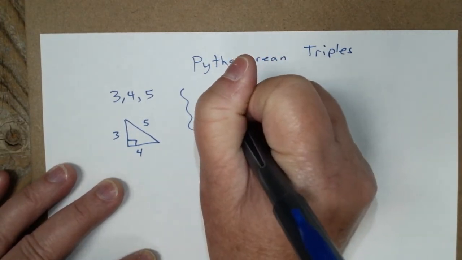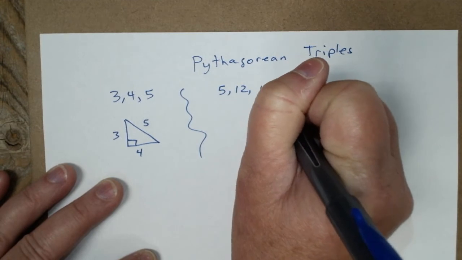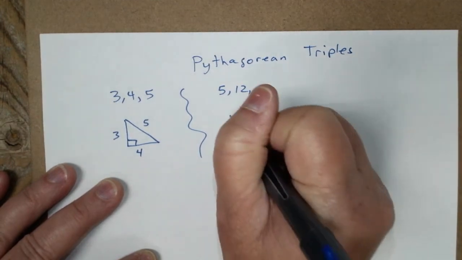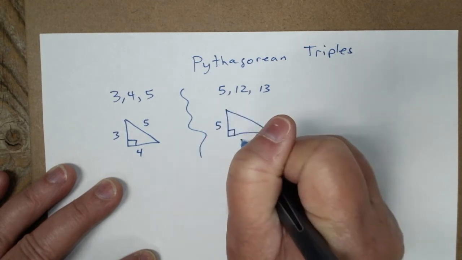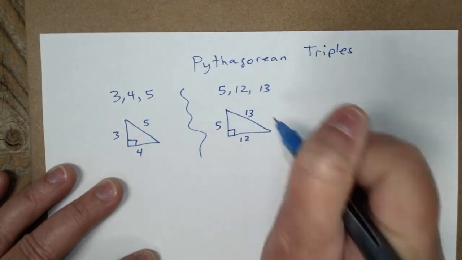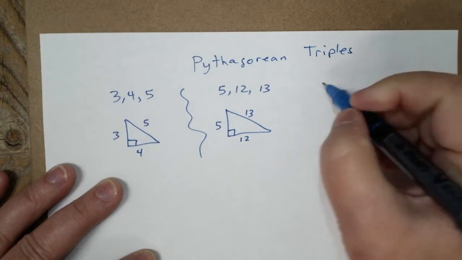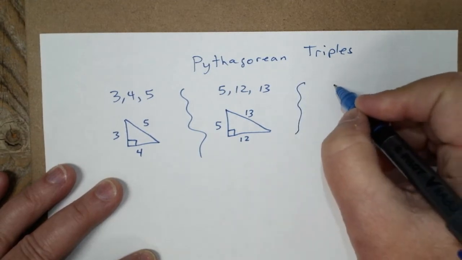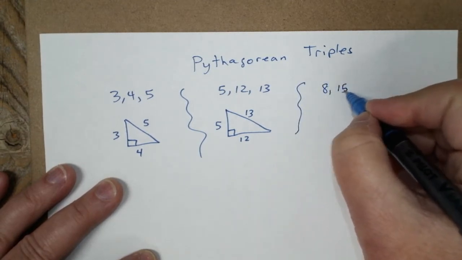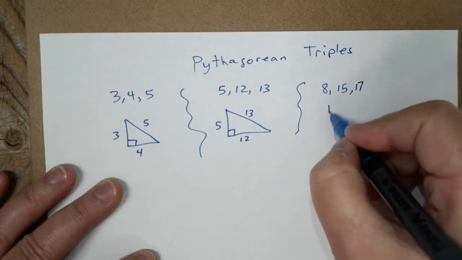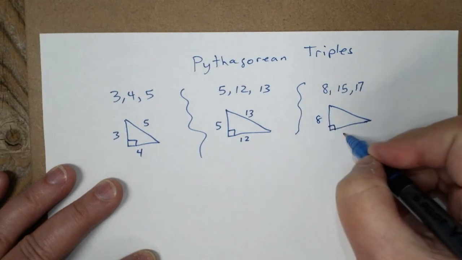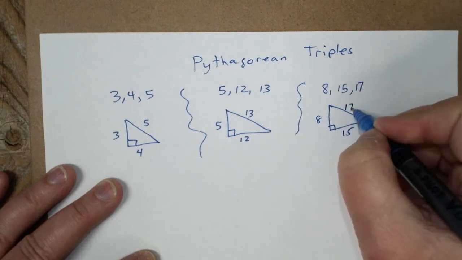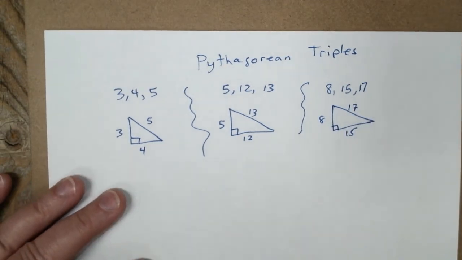The next one is a 5, 12, 13 right triangle. I know that my legs are 5 and 12 because they are shorter than the longest, which is 13. And then there's an 8, 15, 17. Again, I know that the legs are 8 and 15 and the hypotenuse is 17.